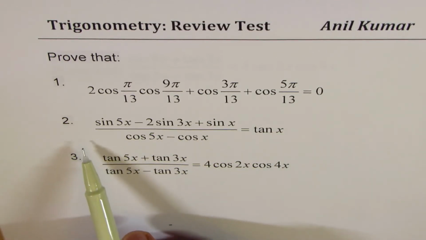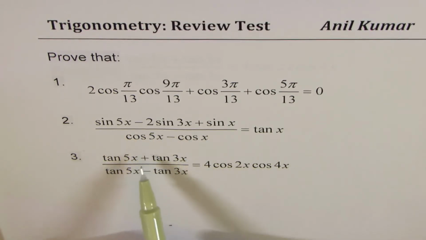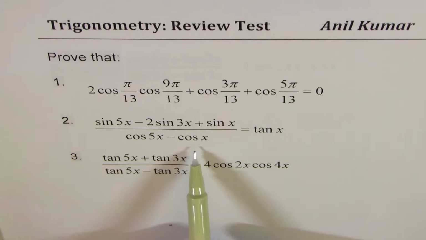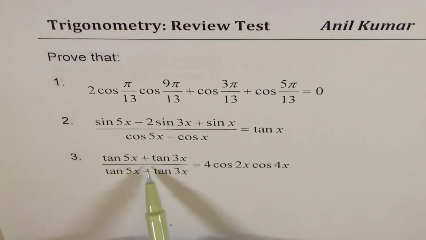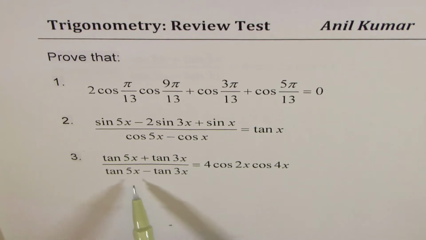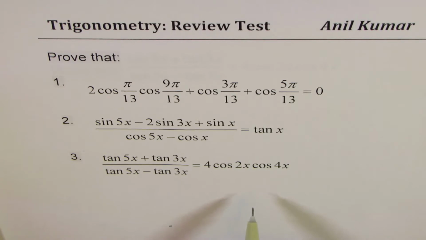Second one is (sine 5x minus 2 sine 3x plus sine x) divided by (cos 5x minus cos x) equals tan x. And the third one is (tan 5x plus tan 3x) divided by their difference is 4 cos 2x cos 4x. I'd like you to pause the video, answer all these three questions, and then look into my suggestions. That will be an excellent review for all the formulas which we have learned so far.